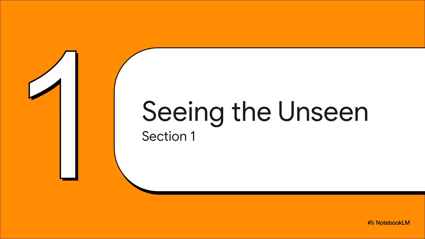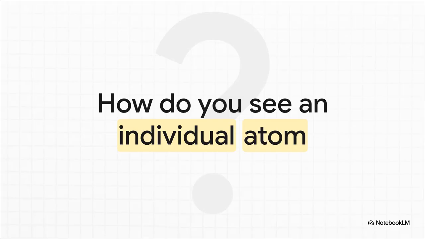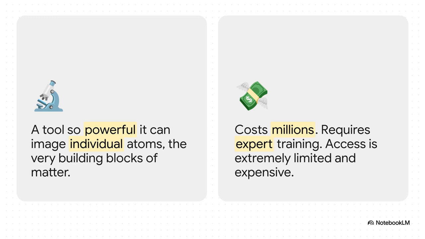All right, first up, the absolutely massive challenge of actually seeing something as small as an atom. I mean, think about it. How do you actually see an individual atom? It seems impossible, right? To even try, scientists had to invent one of the most incredible tools ever made, the electron microscope. And that brings us to the core problem.